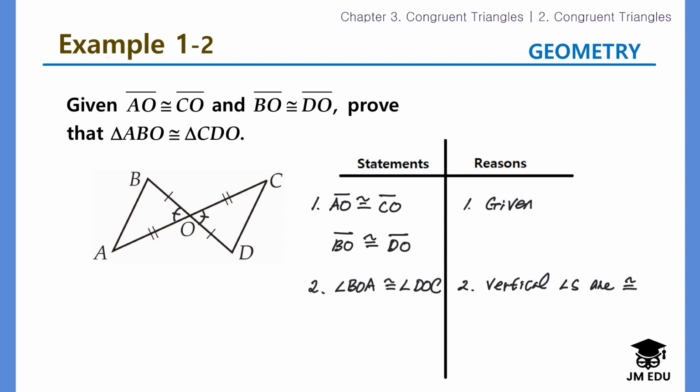Okay, so here, this side is congruent to this side. This side is congruent to this side. This angle is congruent to this angle. So by side, angle, side, we can conclude that these two triangles are congruent. So we can conclude that triangle ABO is congruent to triangle CDO. The reason, by SAS congruence.